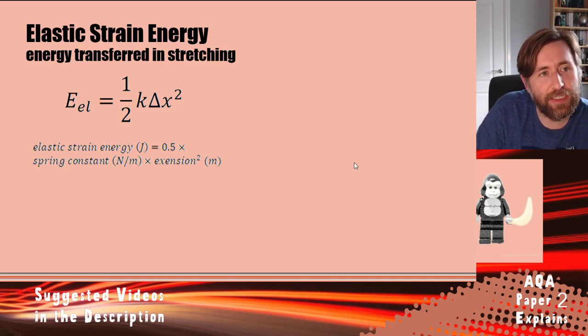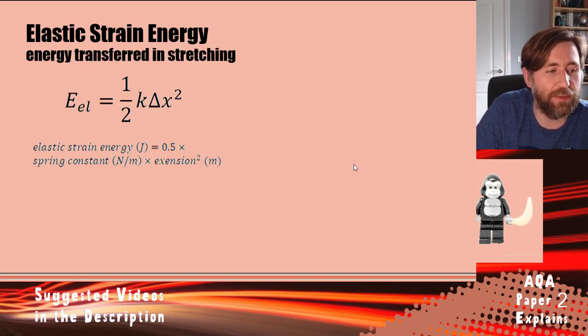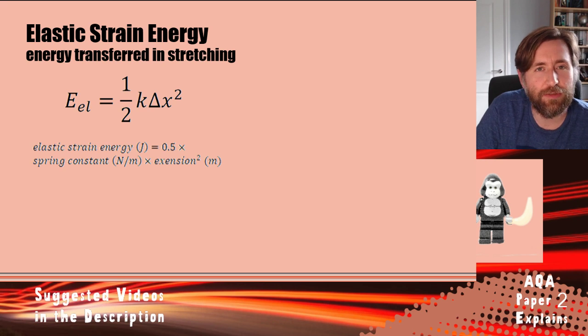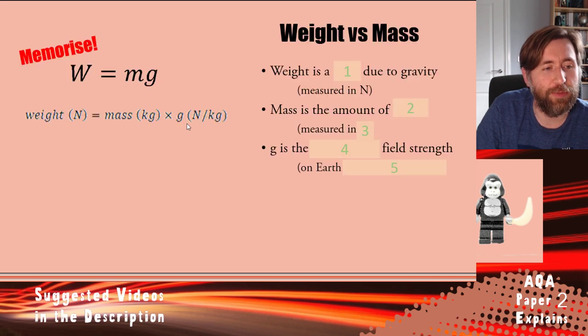Elastic strain energy is an equation that you just need to be able to apply. I think they give it to you. You don't need to memorize it. It's a half times k, which is the spring constant, so how stiff the spring is, times the extension squared. So think about it again, another proportional idea. If you double the extension, you quadruple the elastic strain energy, the energy stored in the spring, basically.